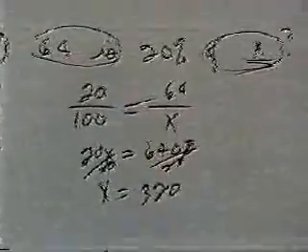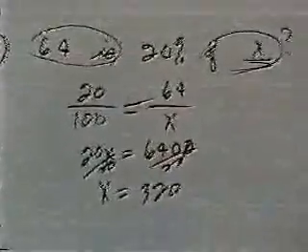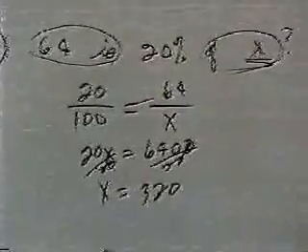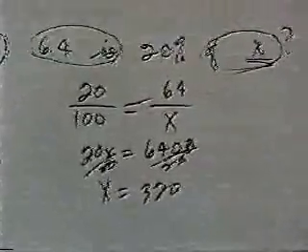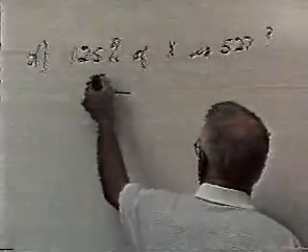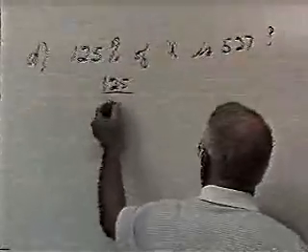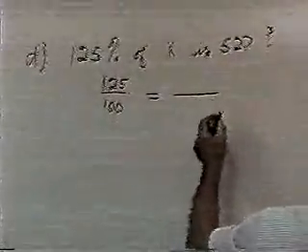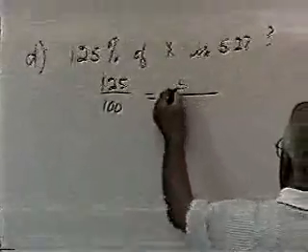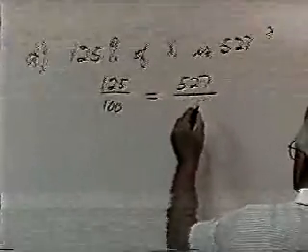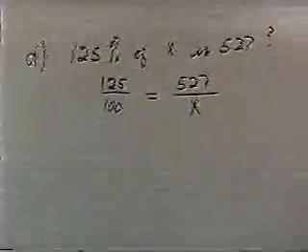Okay, let's look at a few more examples. Part D: 125% of what number is 527? 100% of what number is 527? All right, staying by our rule, we put the 125 over the 100. And then over here, what do we put? We put the word "is" at the top, so that would be 527, and "of" on the bottom.